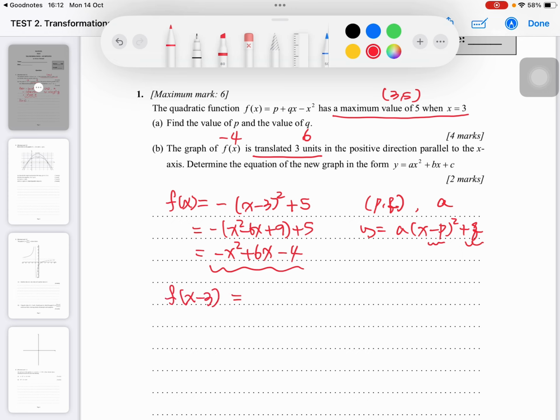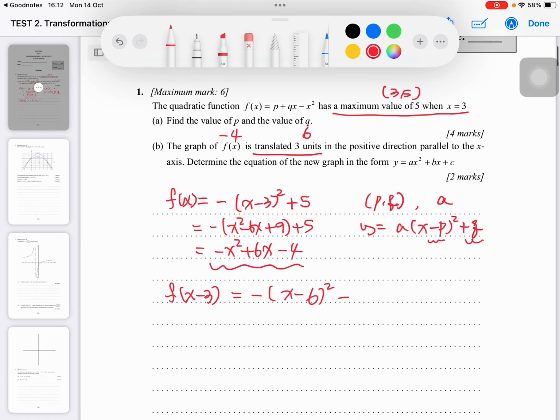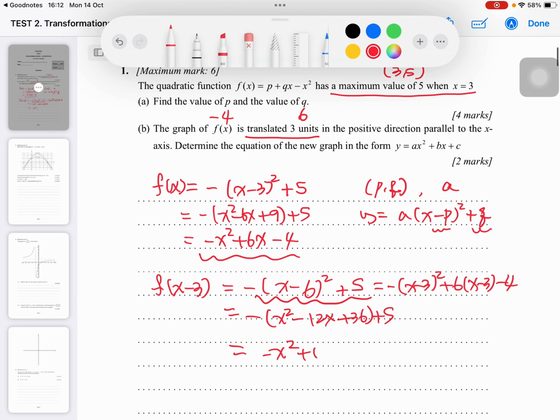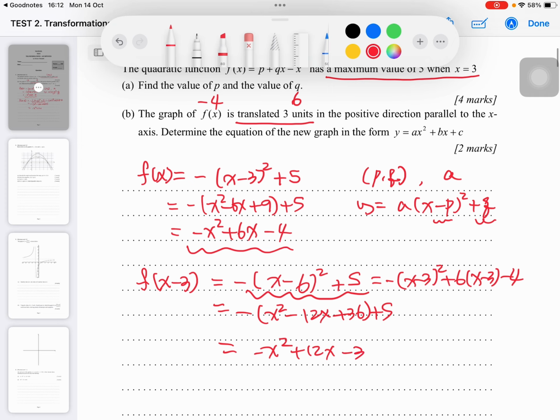So instead of x, we can put x minus 3. So now x minus 3 minus 3, so now we have negative (x minus 6) squared plus 5. Or here, negative (x minus 3) squared plus 6(x minus 3) minus 4. So wherever you are, all x need to be changed into x minus 3. So I will expand this: negative x squared plus 12x minus 36 plus 5. So this becomes negative x squared plus 12x minus 31.